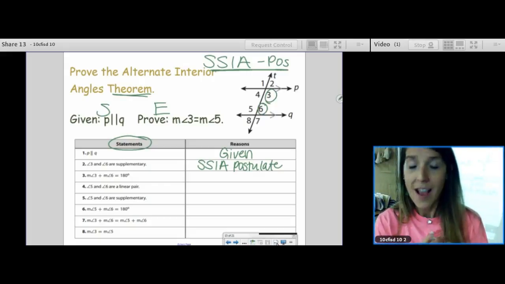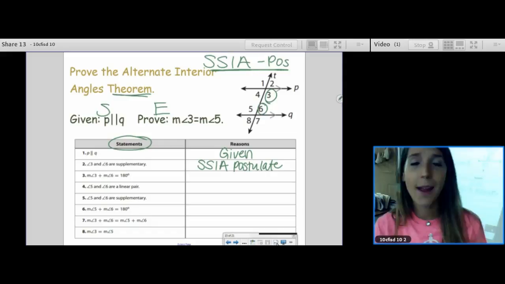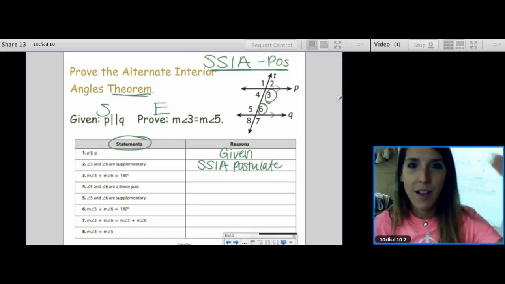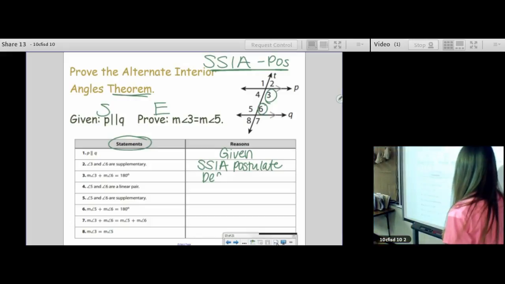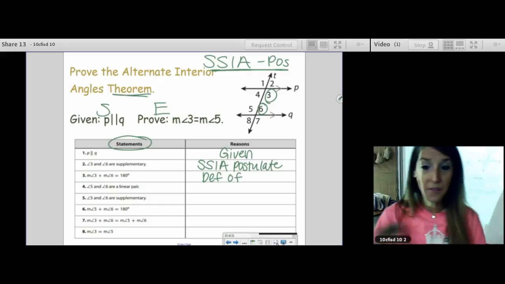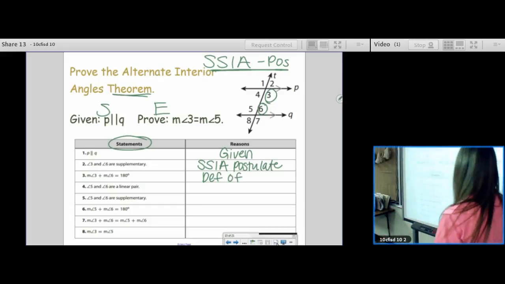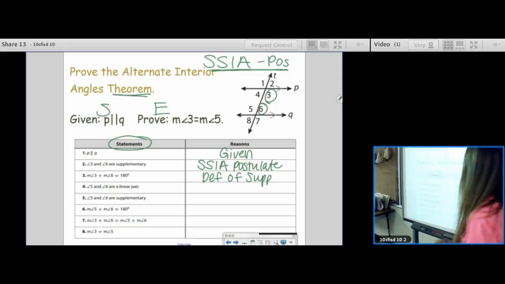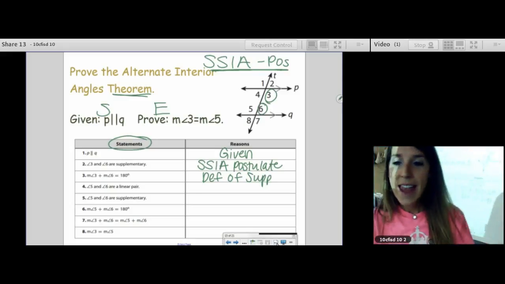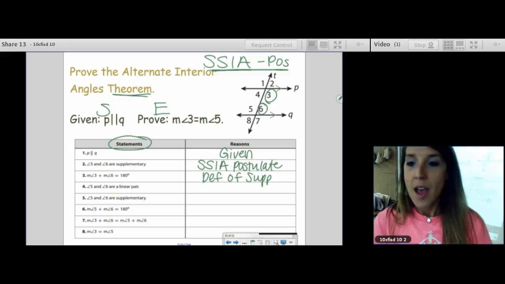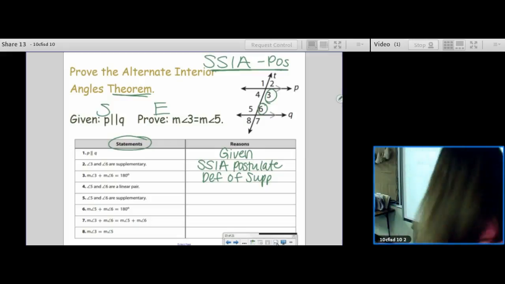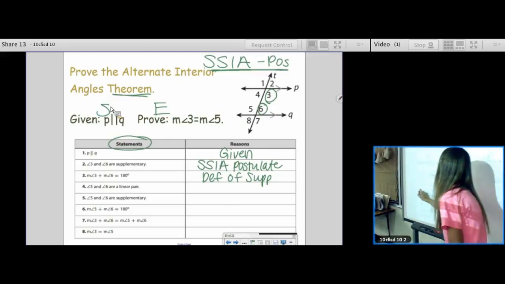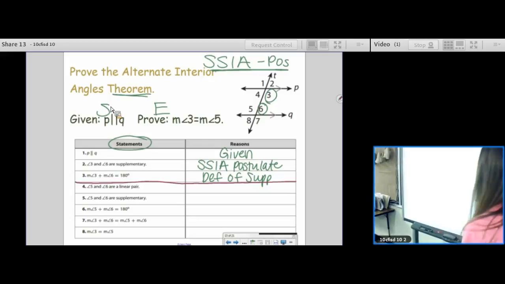We've established that. Now I want to say that their measures add up to equal 180. What allows me to say that supplementary angles add up to 180? Definition of? Yes, you're so good. Supplementary. Good. Now I've said they add up to 180. Now I want to say that they are a linear pair. Oh, that's a new one. Nope, sorry. We're starting. So this is the end of one logic statement.